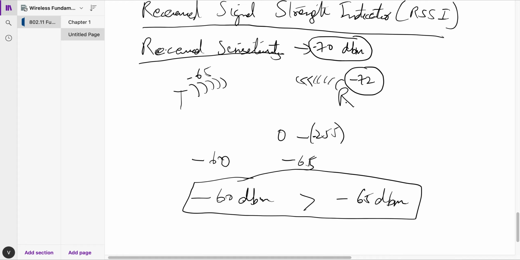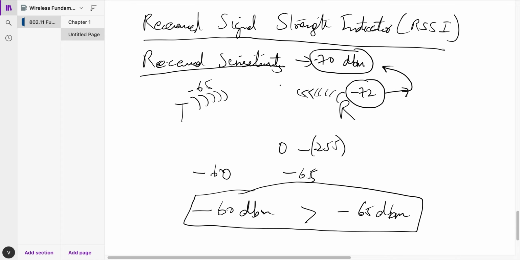and I receive this data at minus 72, which means now I won't be able to comprehend what was coming from the transmitter, because it is lesser than the value of my receive sensitivity. If I can comprehend data till minus 70 dBm, and if I receive anything beyond that, that is minus 72, I won't be able to comprehend, and I'm going to make sure the transmitter retransmits that to me. That is called receive sensitivity. That is the significance of receive sensitivity in an RF transmission.